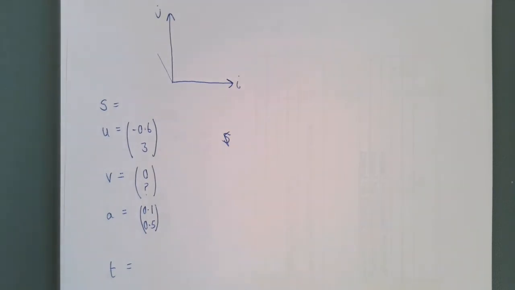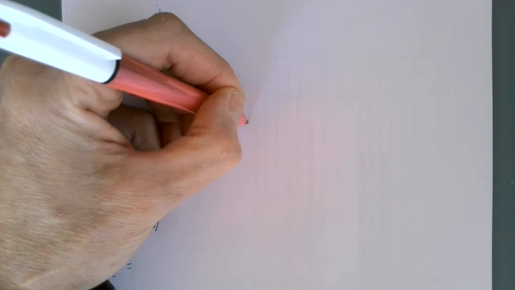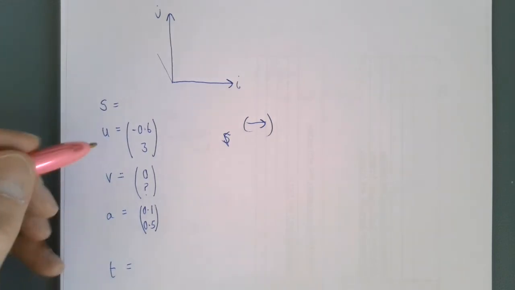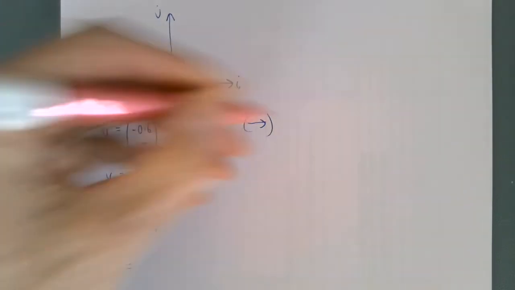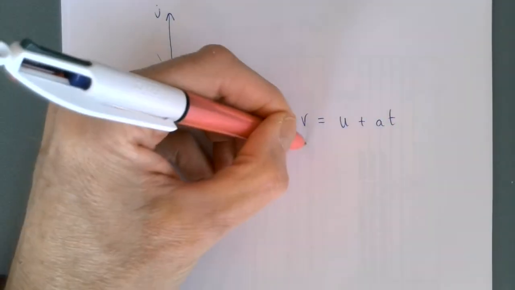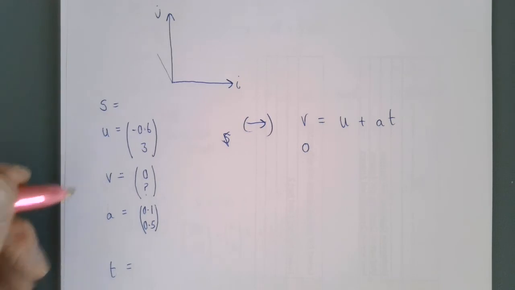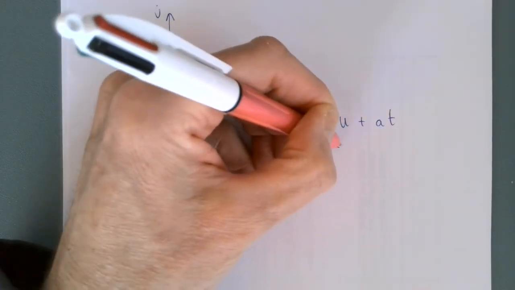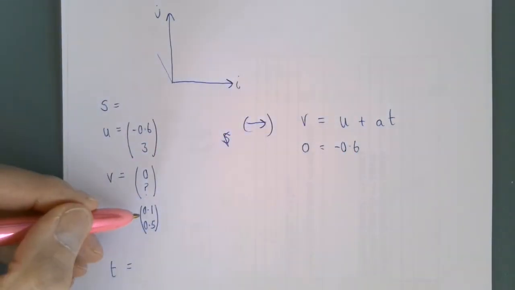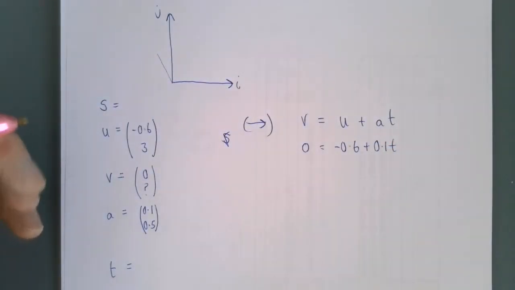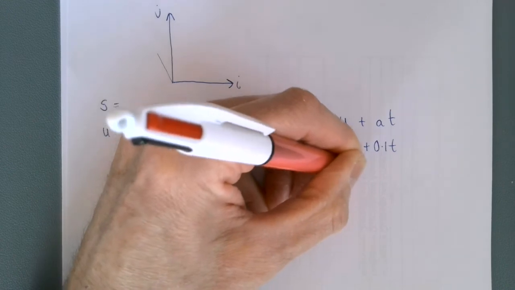So I'm going to just look at this problem initially horizontally. And I'm going to say, right, I've got u, v, a and t, so I'm going to use v equals u plus a t, and I just want to know when does its horizontal velocity equal 0. Slightly different context here, isn't it? So this is why I've got to be slightly careful. Its initial horizontal velocity was minus 0.6, and it is accelerating in a horizontal direction at 0.1 t. So hopefully you can see that t equals 6 seconds.